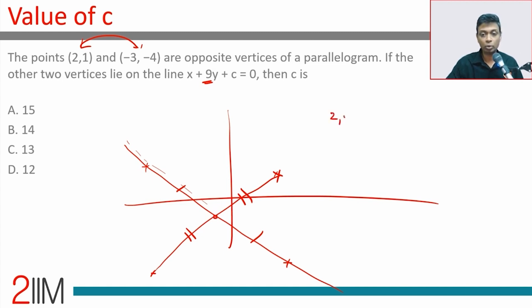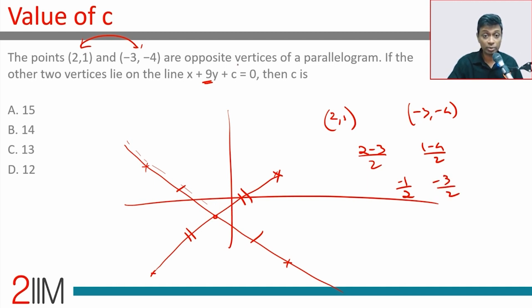So the midpoint of (2, 1) and (minus 3, minus 4): 2 minus 3 by 2, 1 minus 4 by 2, which is minus half, minus 3 by 2. If I put x equal to minus half, y equal to minus 3 by 2, this should be satisfied. Plug that in, we are through.